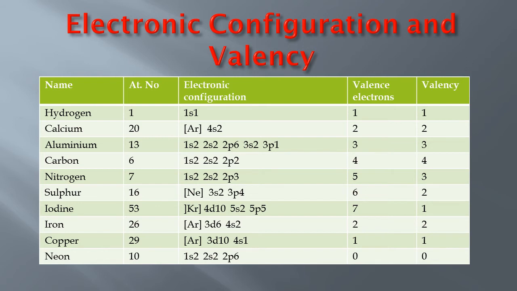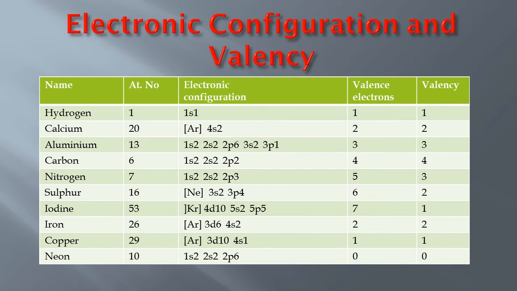Nitrogen 2s2, 2p3, it has 5 electrons. It needs 3 more to become stable. So, its valency is 3. Sulfur has 3s2, 3p4, 6 valence electrons. It needs 2 more, it gains 2 more and becomes stable.